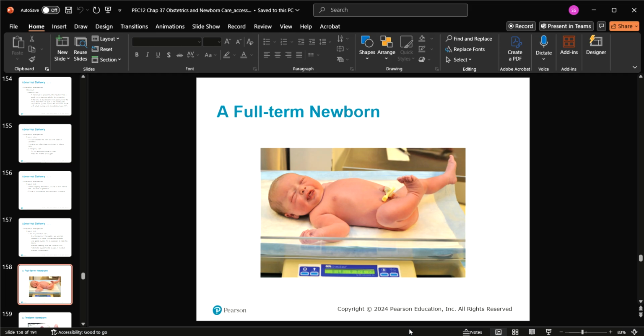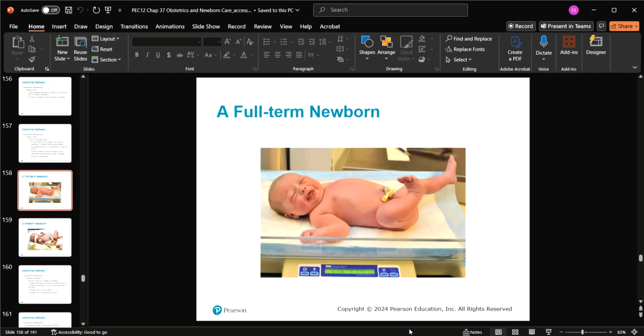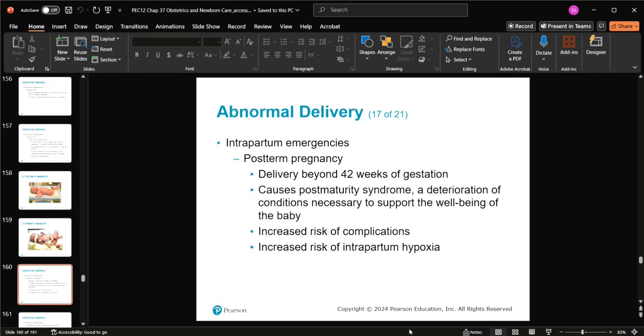This is what a full term should look like. And then a preterm. You can see the noted difference in size. So post-term, this child has been in confinement for longer than they should. This may necessitate a C-section, depending on how large the child has gotten.